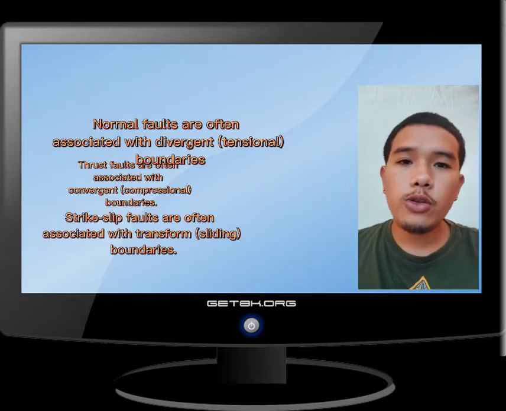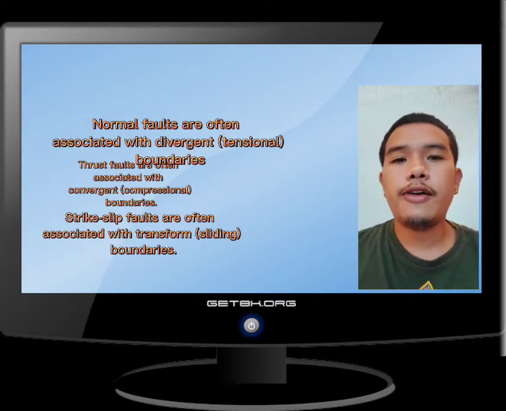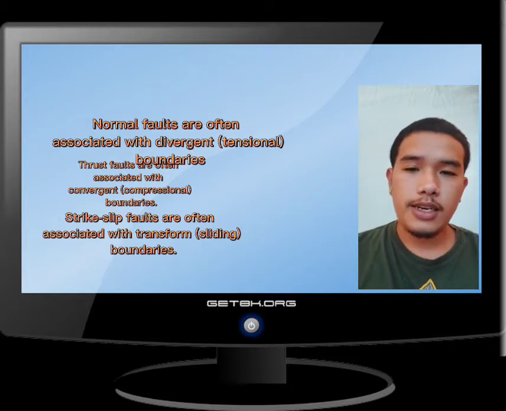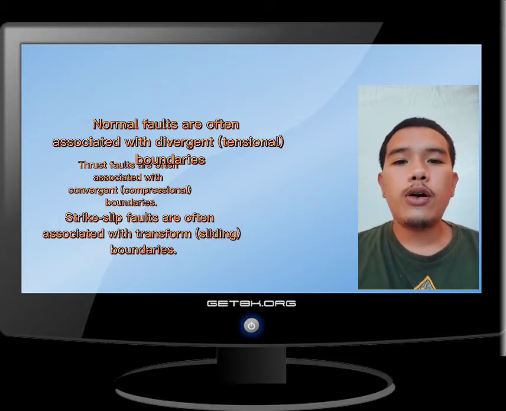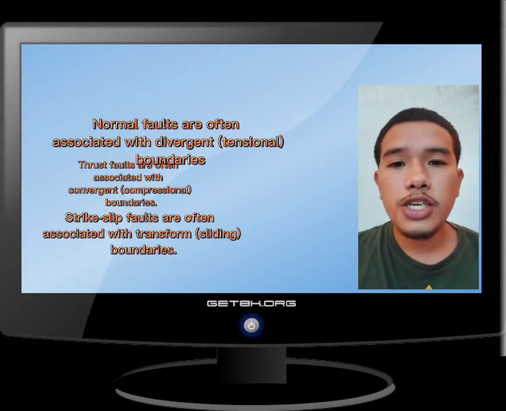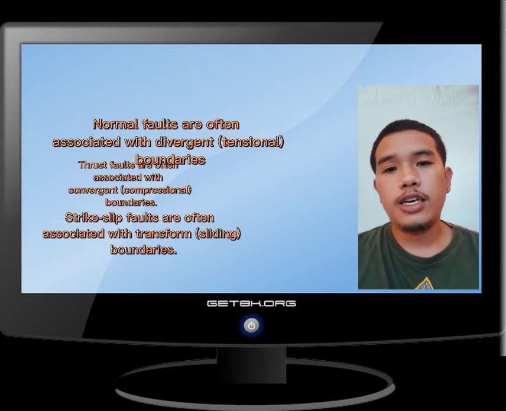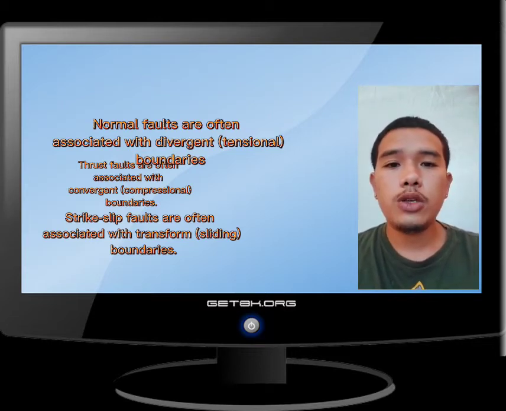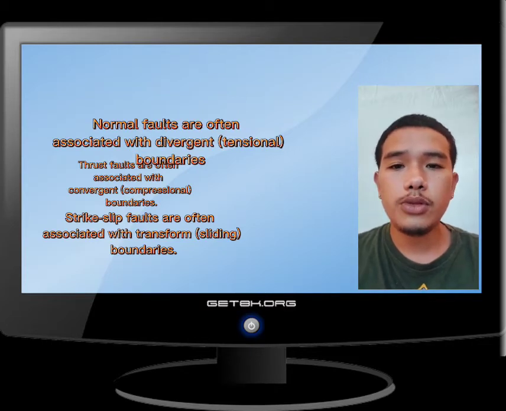Next, normal faults are often associated with divergent, tensional boundaries. Next, thrust faults are often associated with convergent, compressional boundaries. And next, strike-slip faults are often associated with transform or sliding boundaries.